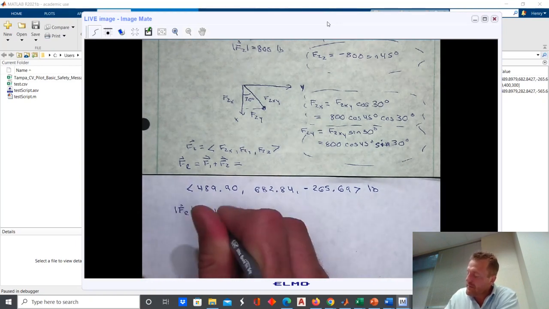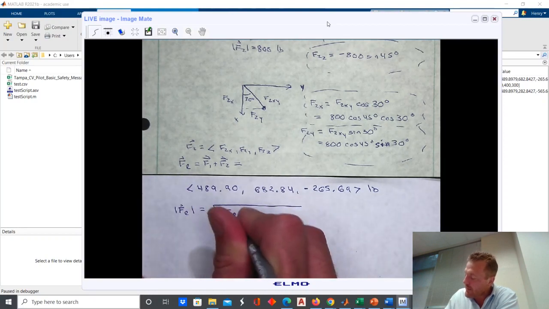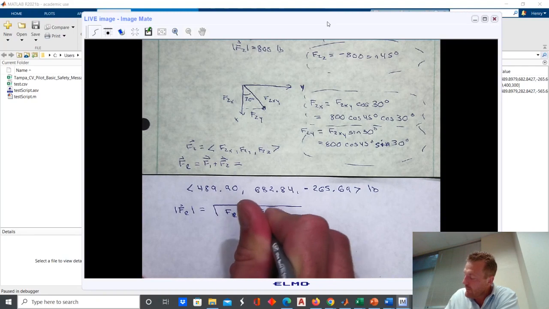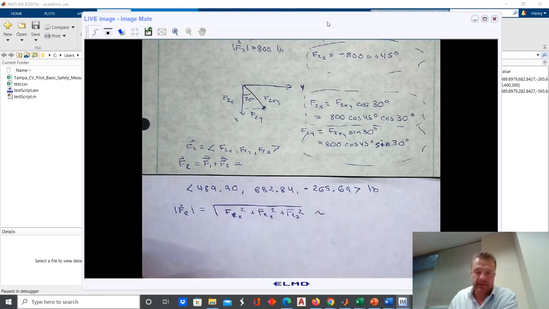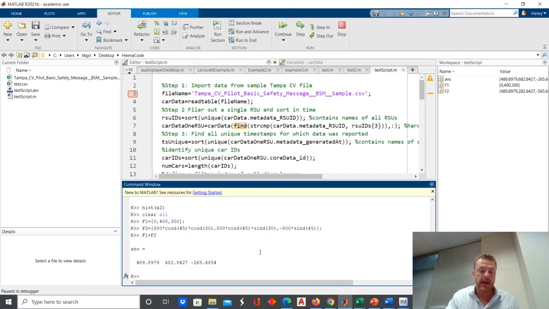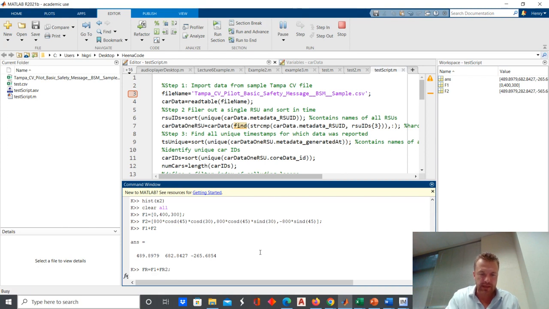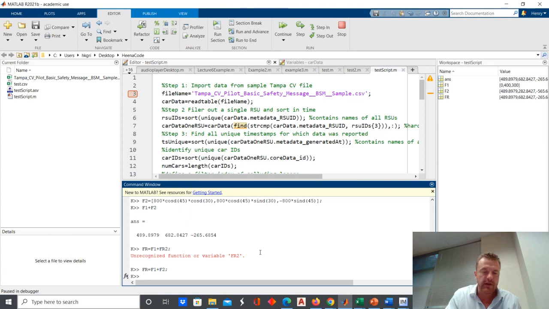Well, remember, you can always find the magnitude by taking the square root of the sum of the squares. So I'm going to call that FRX squared plus FRY squared plus FRZ squared. In this case, I certainly wouldn't want to re-enter those approximated decimals that I have. I would instead want to let the calculator do the work for me, in this case, MATLAB. So I'm going to store the resultant as a variable. That way I can get to all of its components.